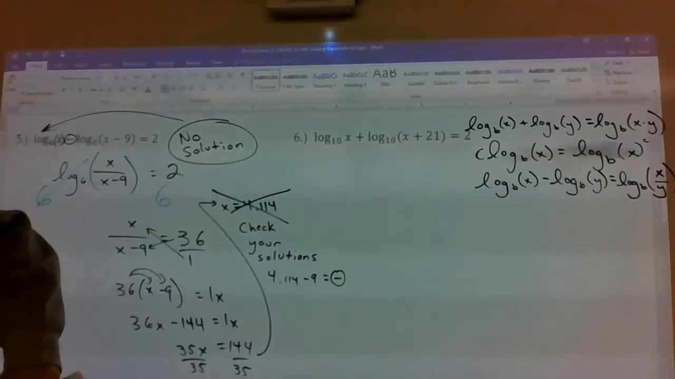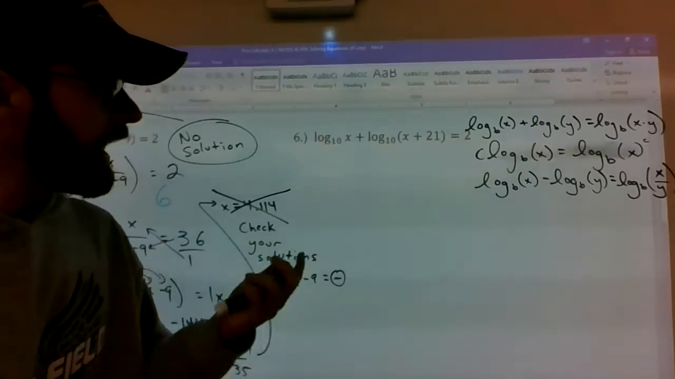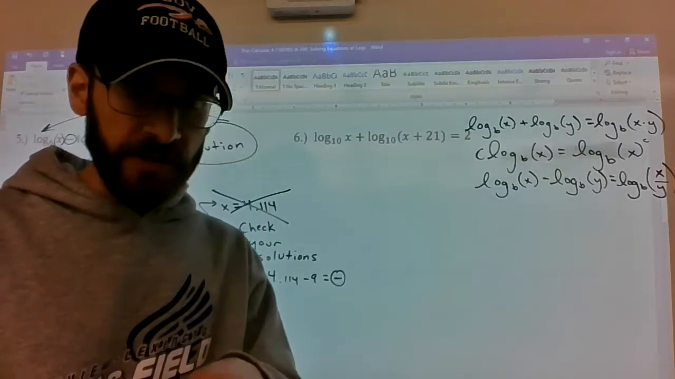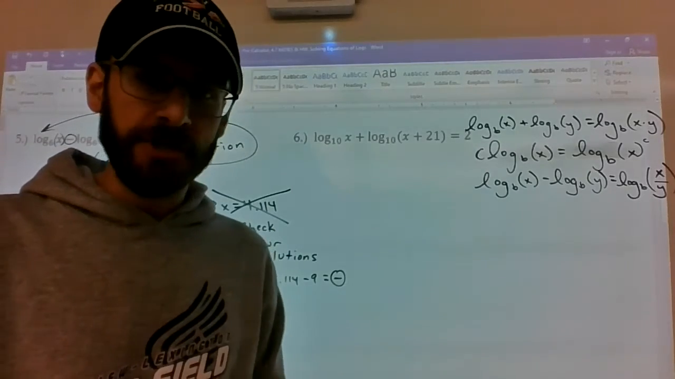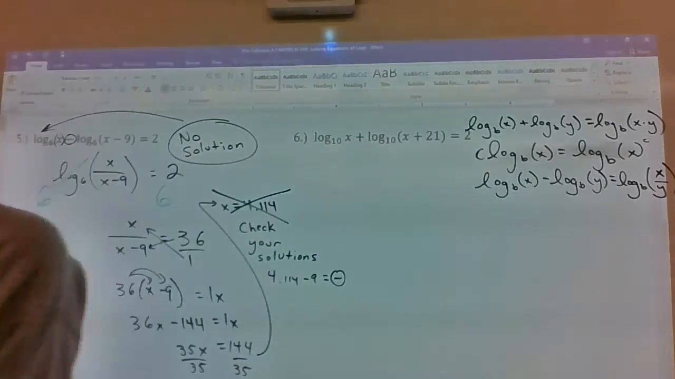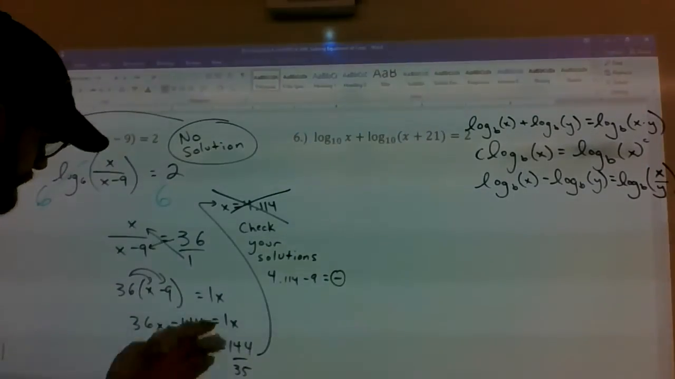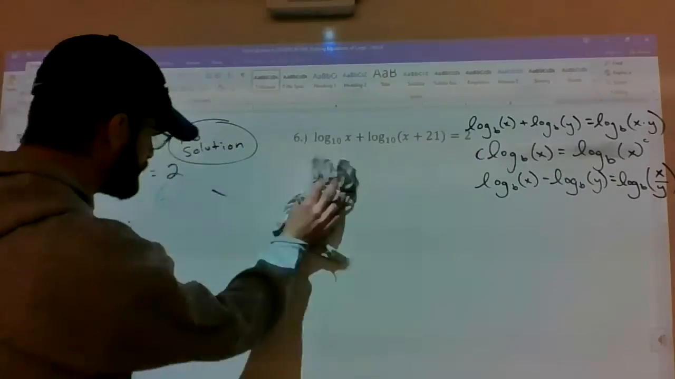All right, number 6. You know what? I want you guys to try number 6 on your own. Hit the pause button. Muster up some courage and go for it. All right, let's see how courageous you were.